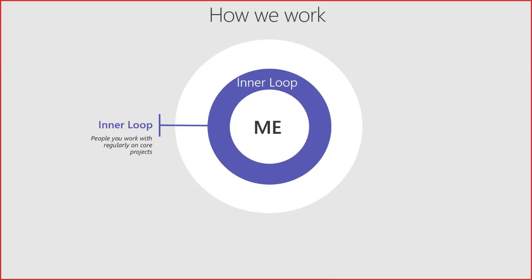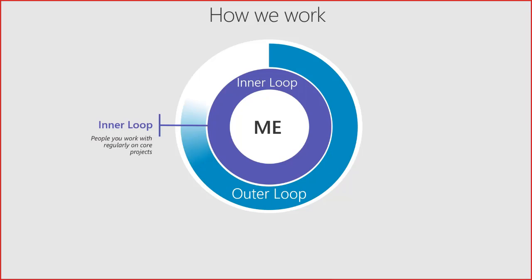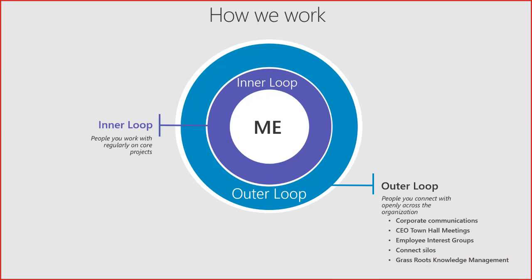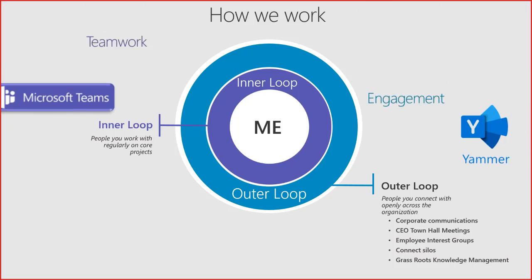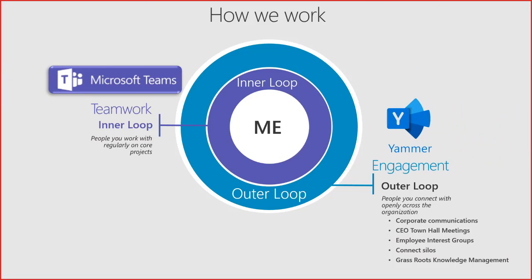A lot of people are then super interested in, hey, how do I drive this employee engagement? We call that the outer loop. The outer loop has a lot of really key scenarios that are only solved by using a solution like Yammer. When you look at the outer loop and this whole engagement model, it's all about scenarios like corporate communications, needing to communicate out to everybody in the company. It's about hosting CEO town hall meetings. We'll show you some of that maybe as we get through the demo.